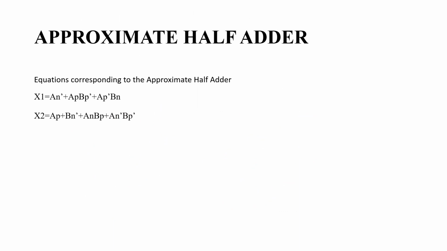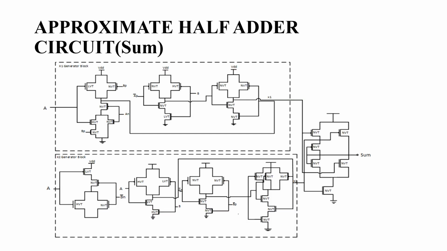And these are the reduced equations from the K-map. Based on this, the truth table has been derived. And based on the equations, we have designed our own half-adder circuit using NVT and HVT, which are the different chirality CNFETs. And this is the encoder, which gives some output from X1 and X2.